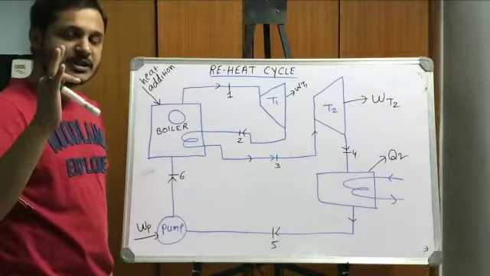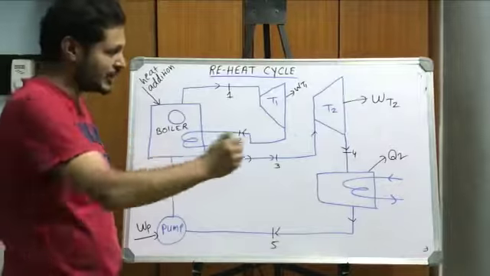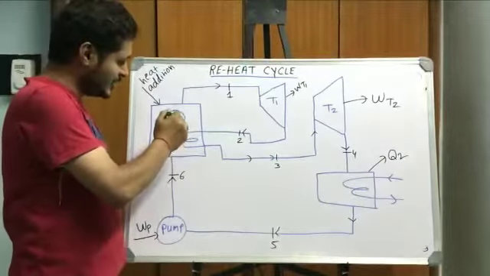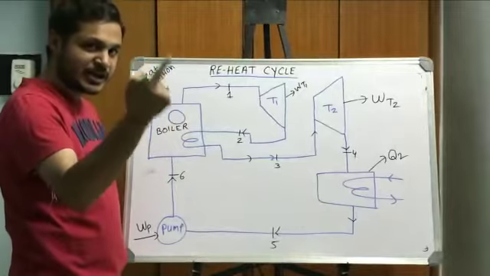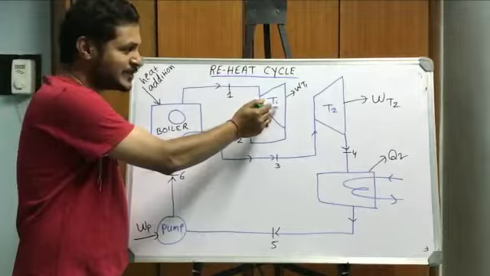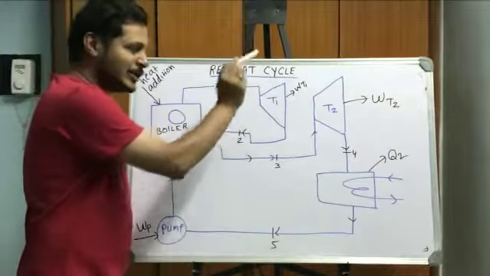These are the equipments which were used in the basic or ideal Rankine cycle. So one extra turbine you can see here. Now let us see how it works. Water is converted into steam in the boiler and then it goes to the turbine. This is the high pressure turbine. You can see T1 here, and we get work output which is shown by WT1.